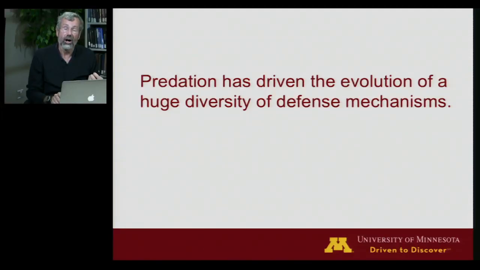So all I'm trying to say here is that predation is ubiquitous. It is in all kinds of different organisms, whether it's plants or animals, and this has driven the evolution of a very wide variety of defense mechanisms, ranging from camouflage to high speed to insecticides.